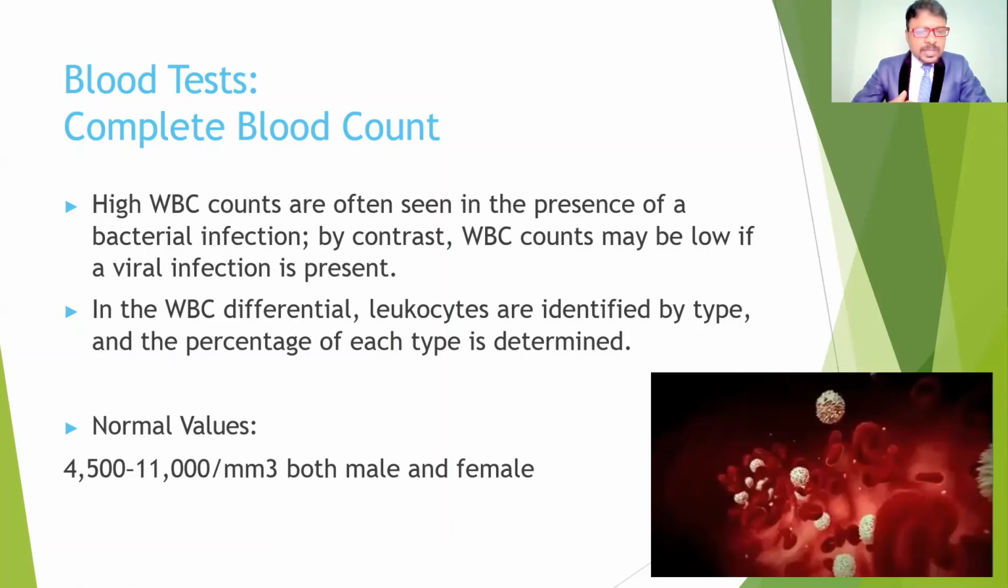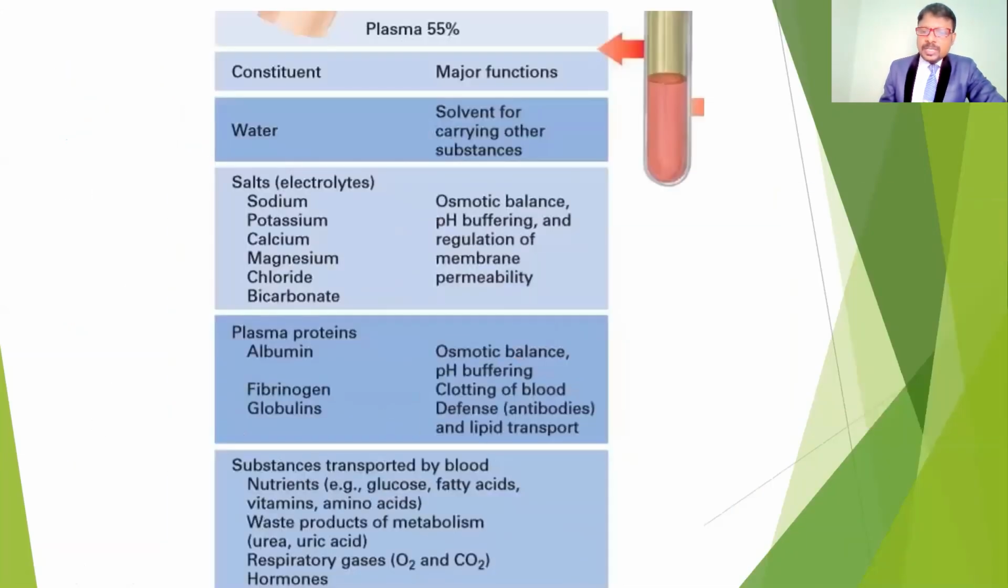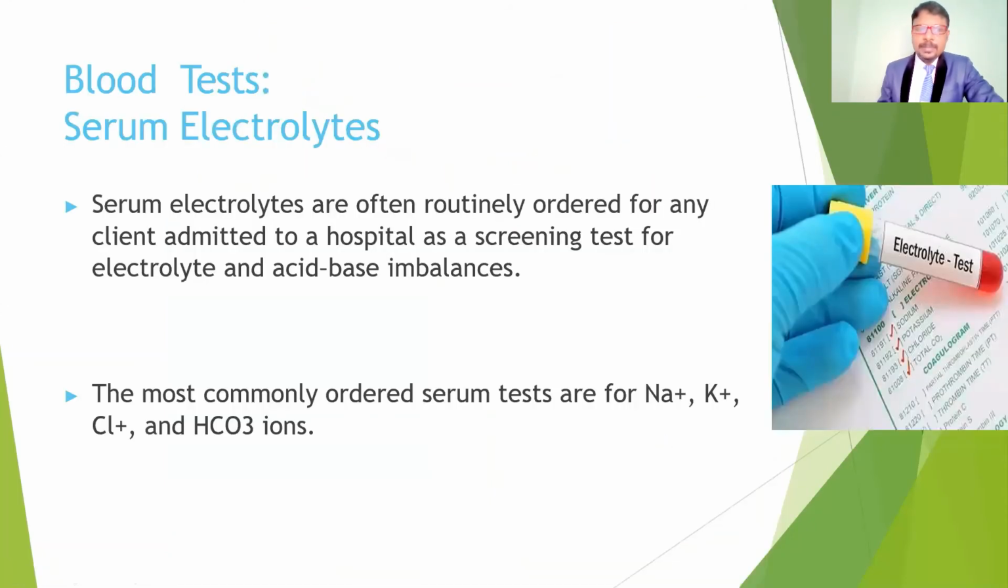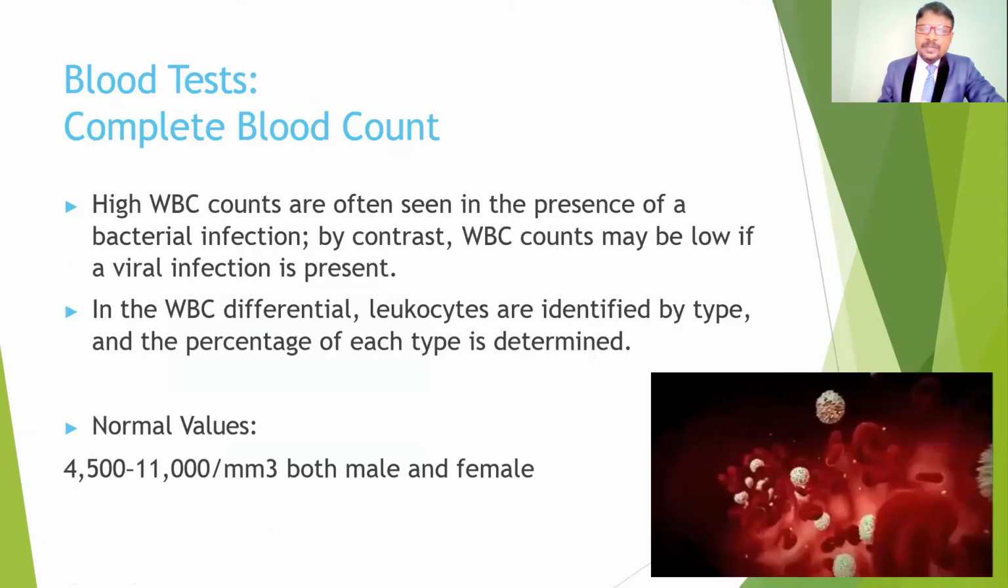In the differential diagnosis, WBC differentials, the leukocytes are identified by type, and the percentage of each type is determined. If you see the WBC, many different types of cells are there. We have basophils, eosinophils, neutrophils, lymphocytes and monocytes. These are the five different varieties of leukocytes, that is, the white blood cells. These numbers are going to be different in different conditions.